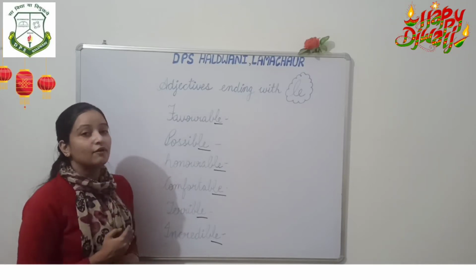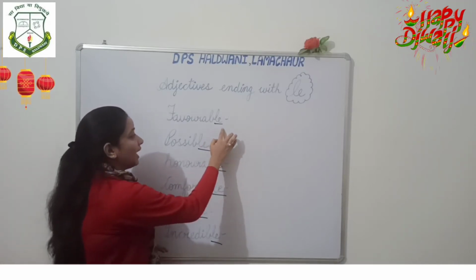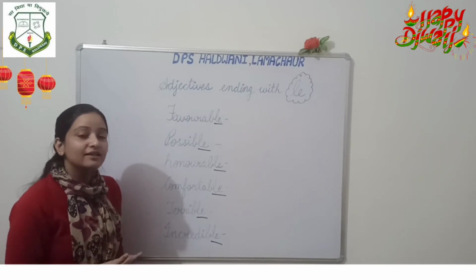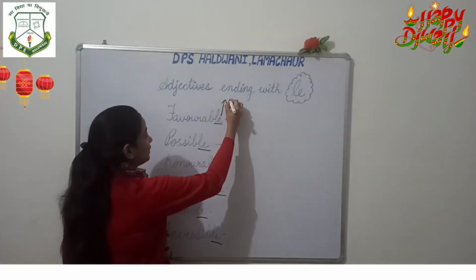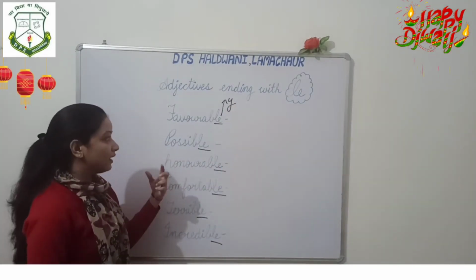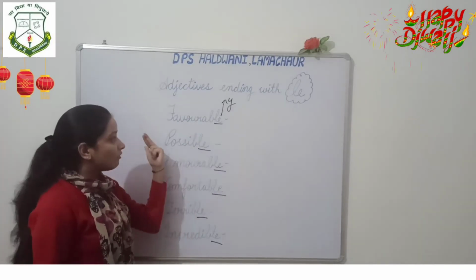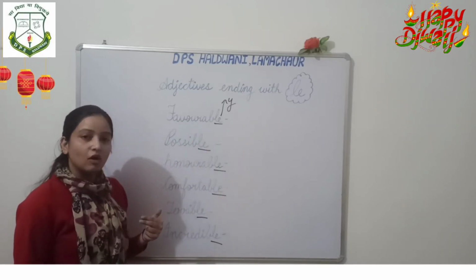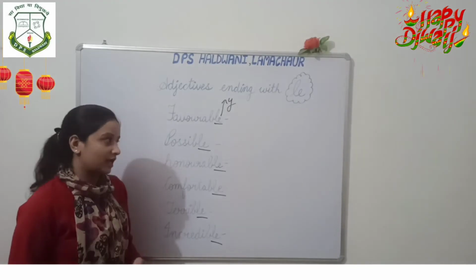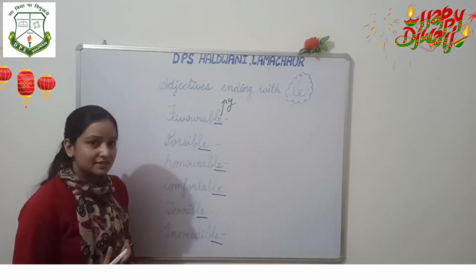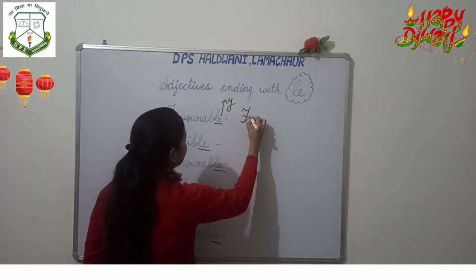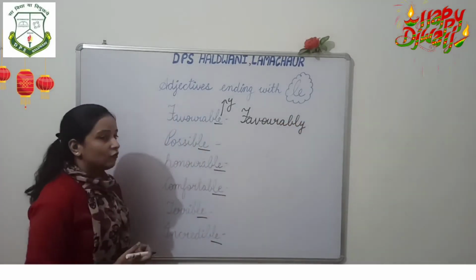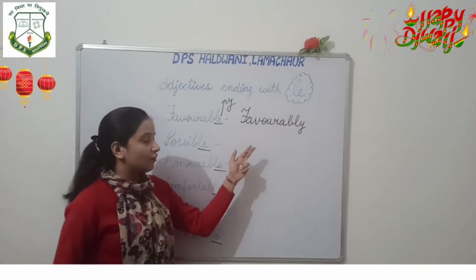Okay, so the rule is whenever the words are ending with L-E, and they are made up of more than one syllable, then the rule is replace E with Y. We remove E and then place Y. So let us write and understand. Okay, favorable, F-A-V-O-U-R-A-B-L-Y. Favorably.